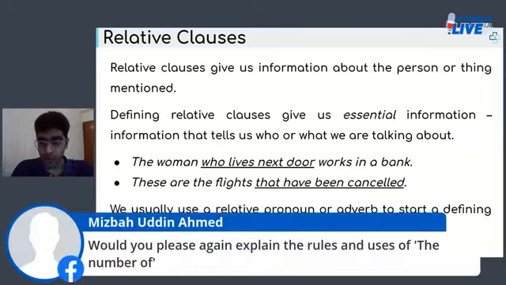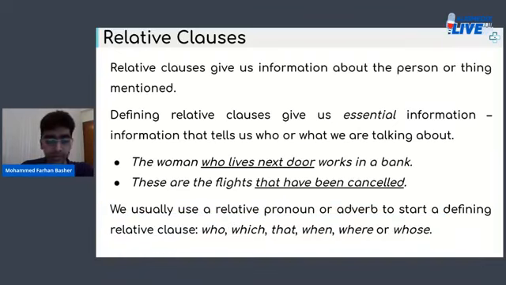Okay. We have another question here from Misbah, asking, "Would you please again explain the rules and uses of the number of?" Okay, there is not much to know, or there are not many rules for the phrase "the number of." Whenever you want to talk of a subject that is preceded by the phrase "the number of," the verb following must be singular, such as "the number of people who have showed up for voting is quite high," or "the number of cars on the roads today is quite high."